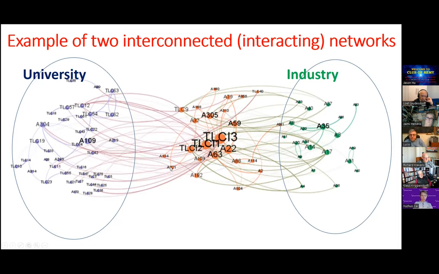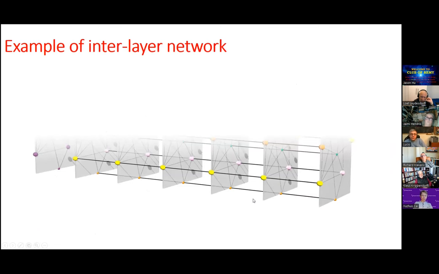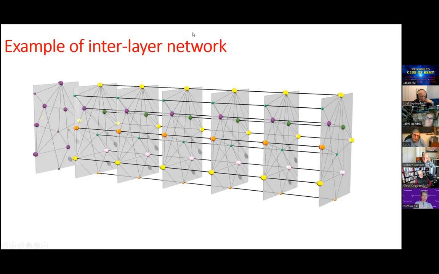Otherwise, the description would be different. In the case that we describe the triple helix as a multi-layer network, where a layer could be production, another layer could be knowledge, another layer could be institutions, and so on. In this case, the network is just one comprehending all actors. The difference is that these actors could be linked by production connections and/or by knowledge connections.